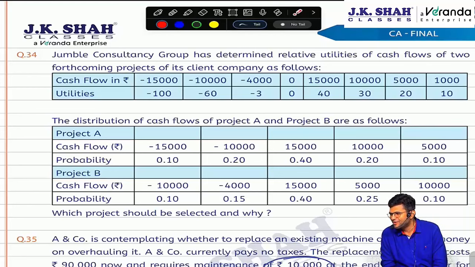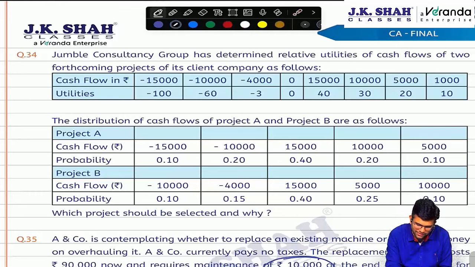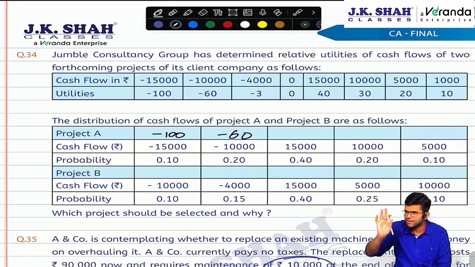So, do you people realize what you have to do is, instead of 15,000, you have to put negative 100 units of happiness. Instead of 10,000, you have to put negative 60 units of happiness. From where am I getting this happiness? From the first table. I hope everyone is clear.